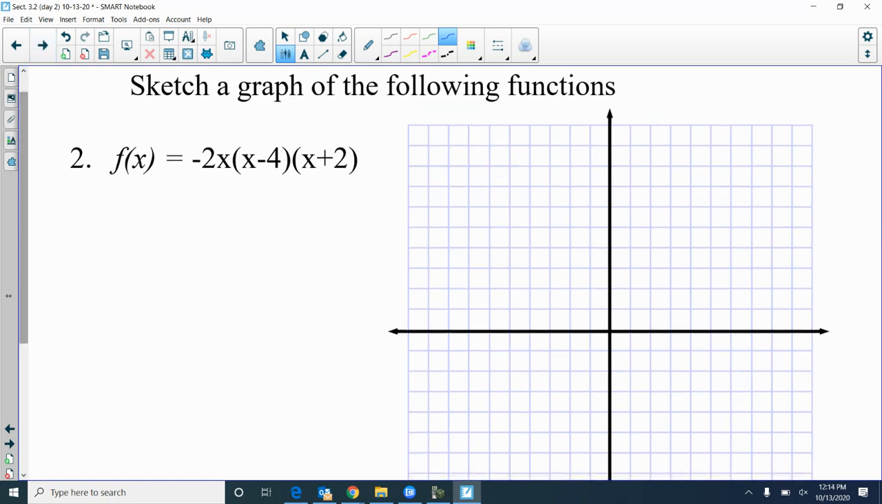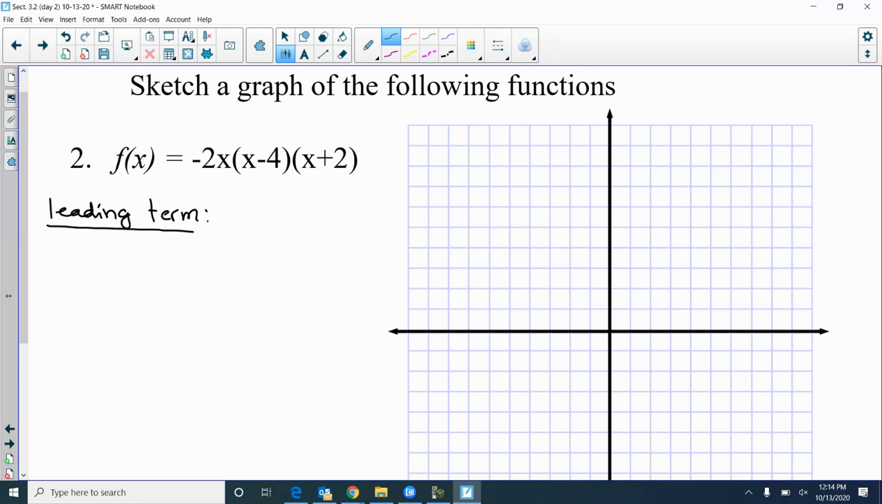All right, second one here. f(x) = -2x(x - 4)(x + 2). Now you should have a little bit of space under the graph to do the leading coefficient stuff. Leading coefficient, what's that going to be here? Take a second, look it over. Leading term, I should say, leading term.